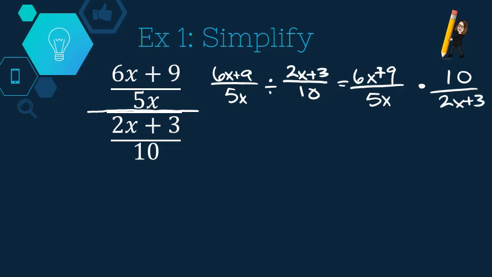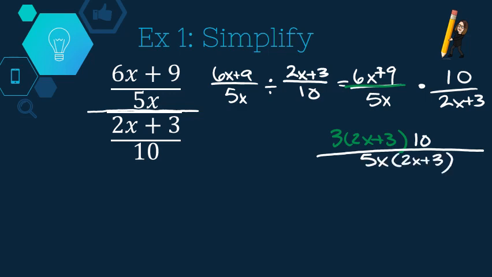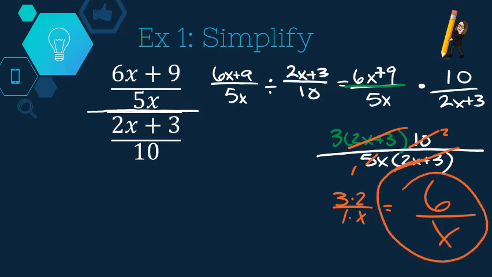Next, I'm most likely going to need to factor in almost every problem. So here I can see that I have a GCF, so I'm going to divide out a 3, which gets me to 2x plus 3. But it looks like the rest is pretty much all factored out, and we multiply fractions straight across, so I'm going to bring that 10 down, 5x, and this expression of 2x plus 3. So now I can see what cancels. I've got 2x plus 3, 2x plus 3. 10 over 5 reduces down to 2 over 1. So that leaves me with a 3 times a 2 over a 1 times an x. So if we were to simplify that all the way, I'd have a 6 over x as my final simplified fraction.